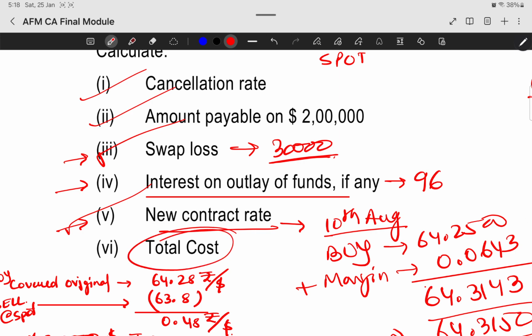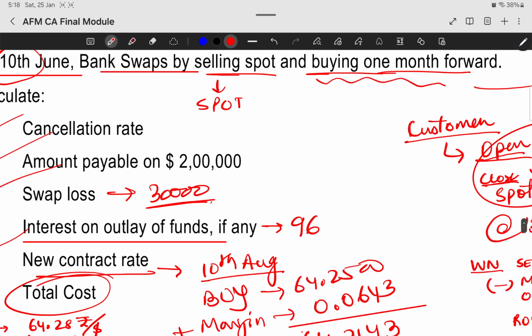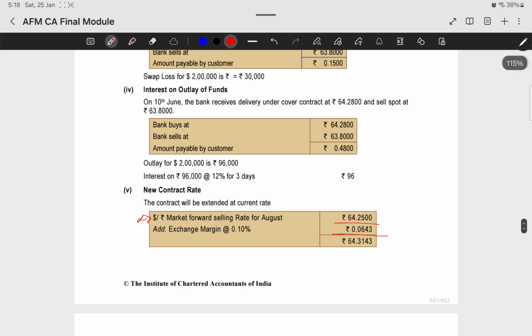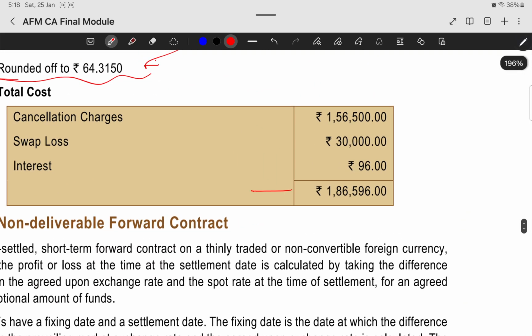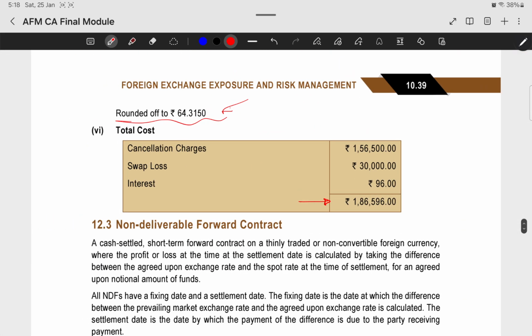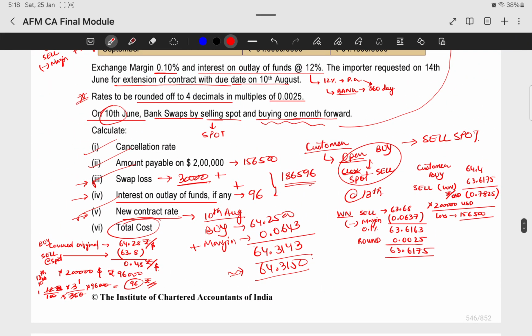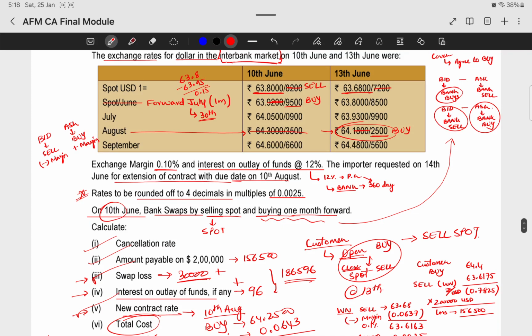Now what do you mean by total cost? Total cost means the amount payable on this, which is 156,500 plus 30,000 plus 96. That means 186,596. Okay, that's my estimate. Let's just check. Okay, 186,596, and that's the correct answer. So this is how you solve this question, giving the logic behind everything in this question as well: when to use the buy rate, when to use the sell rate. And I guess that is all.